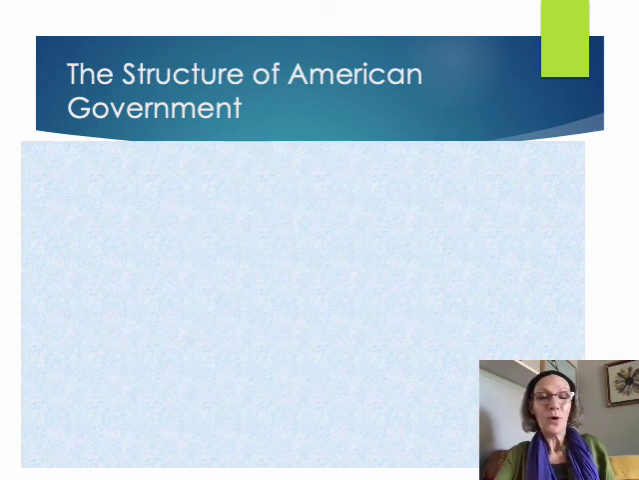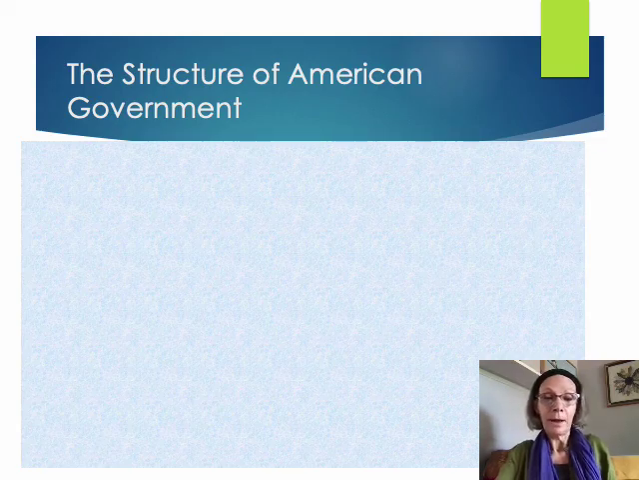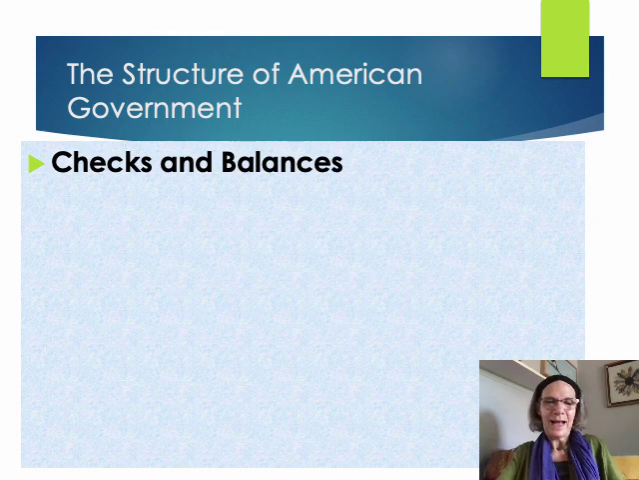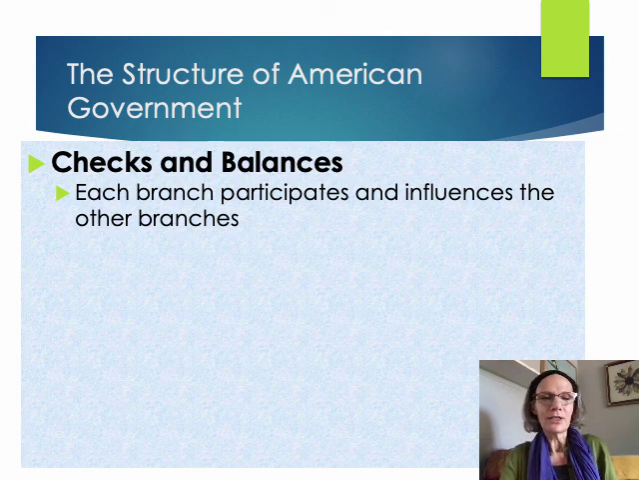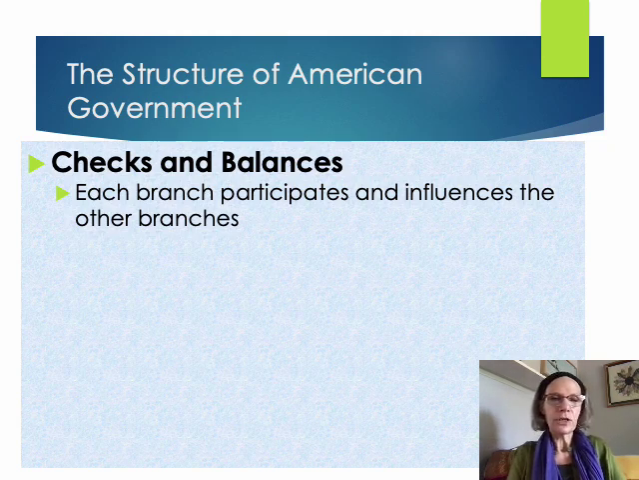Another mechanism that the framers of the United States Constitution put into place to make sure that power was not abused, but also to ensure cooperation between these three separate branches, was the concept of checks and balances, which again, you're probably familiar with from your earlier studies. Checks and balances just means that our system is designed so that no one branch can make a decision without the participation and influence of the other branches.